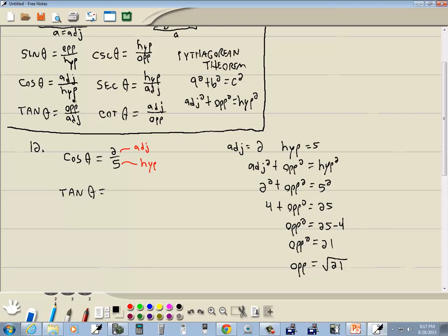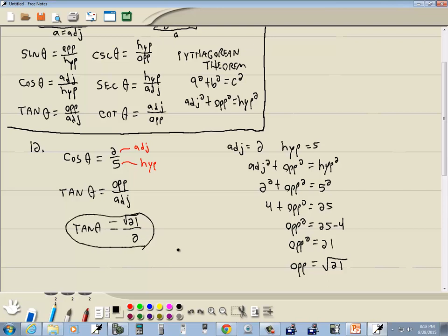Well, how does that benefit us? Up here we said tangent is equal to opposite over adjacent. Okay, opposite over adjacent. Well, we just said opposite was the square root of 21, and we just said adjacent was 2. So this would be what tangent is equal to.